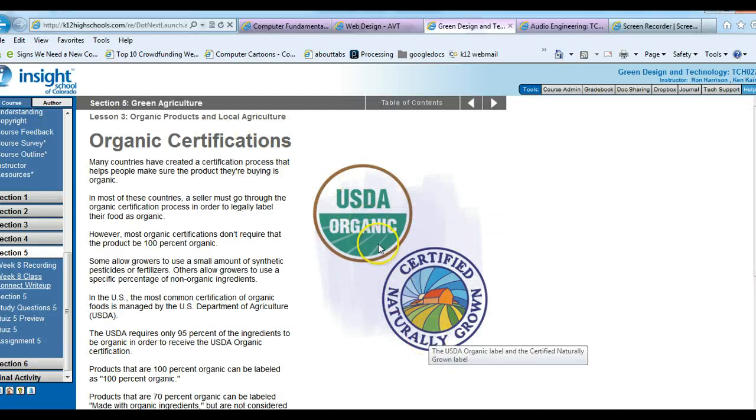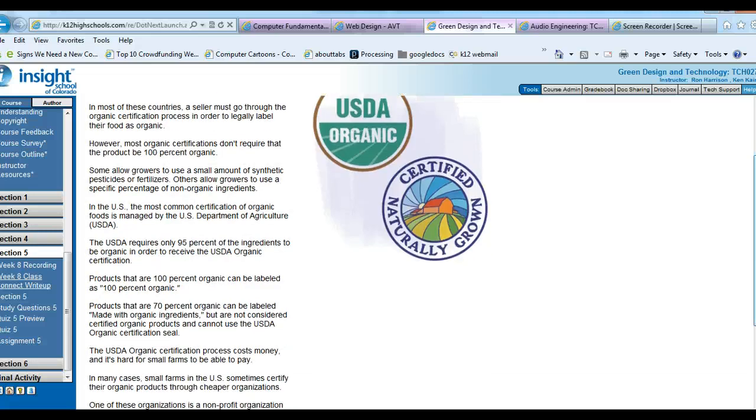Organic certifications, you've probably seen these at the stores. You might want to go in, if you get a chance, go into Whole Foods Market or Sprouts, those types of high-end markets, and see how much organic stuff they have. Probably a lot more organic stuff than you'd have at Kroger or City Market or Safeway.